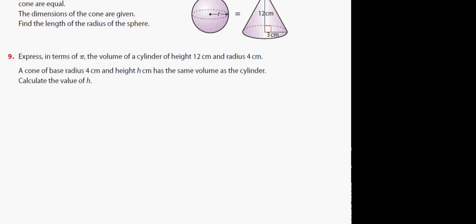Right. Express in terms of pi the volume of a cylinder, height 12 and radius 4. Okay, volume of cylinder is pi r squared h. Pi multiplied by 4 squared multiplied by 12. It's going to be 16 by 12. 192 pi. Now, the cone of base radius 4 and height h has the same volume. Calculate the value of h.